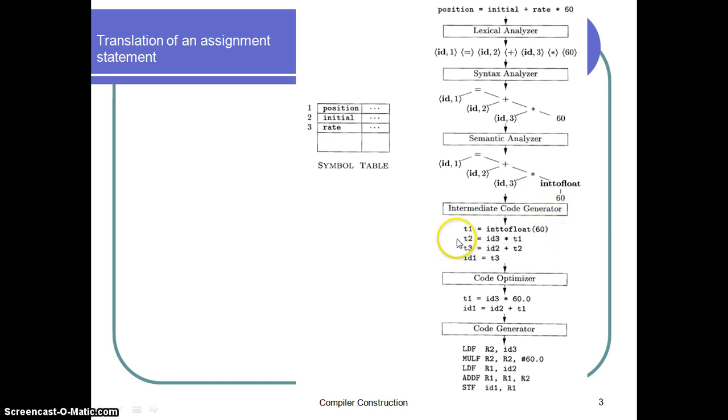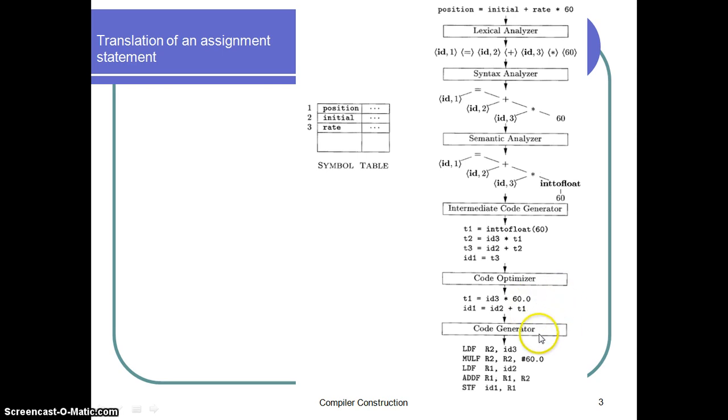That 3 address code representation is now going to be reduced in the code optimization, as it involves only one temporary variable, that is t1 = id3 * 60, and again it is going to be stored into id1 as id2 + t1.